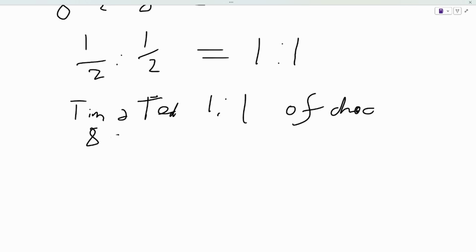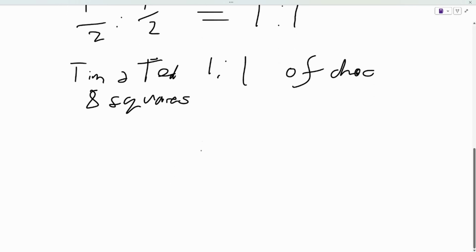There's 8 squares, let's say, of chocolate. So Tim and Ted share a ratio of 1 to 1 of chocolate, of which there are 8 squares. Obviously this is written shorthand. The question would be a little bit neater. How do we work out how much chocolate they get?